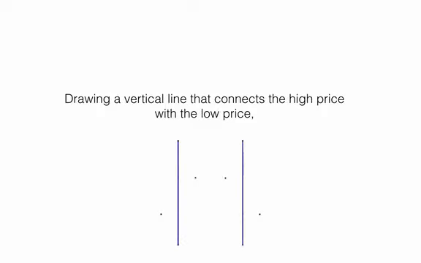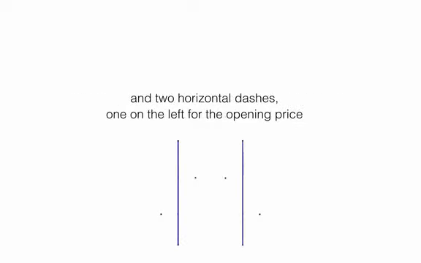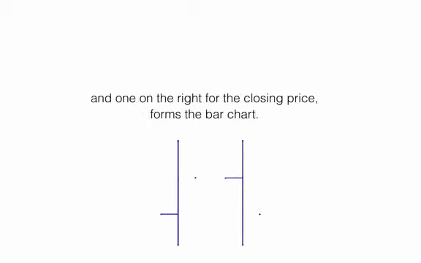Drawing a vertical line that connects the high price with the low price, and two horizontal dashes, one on the left for the opening price and one on the right for the closing price, forms the bar chart.